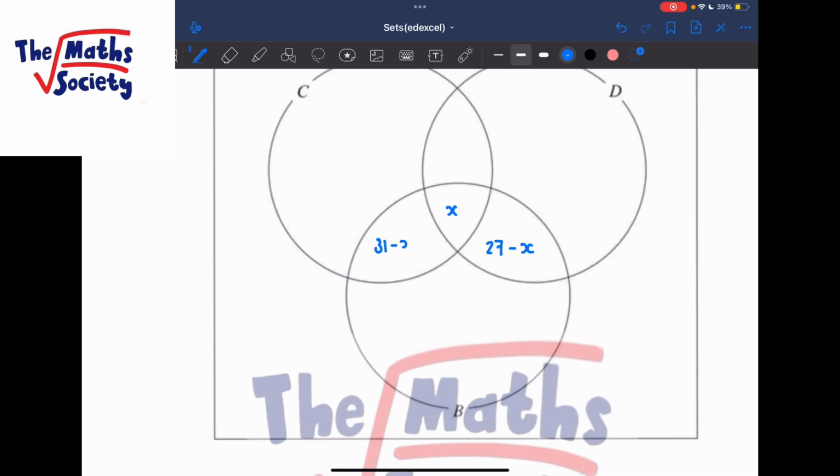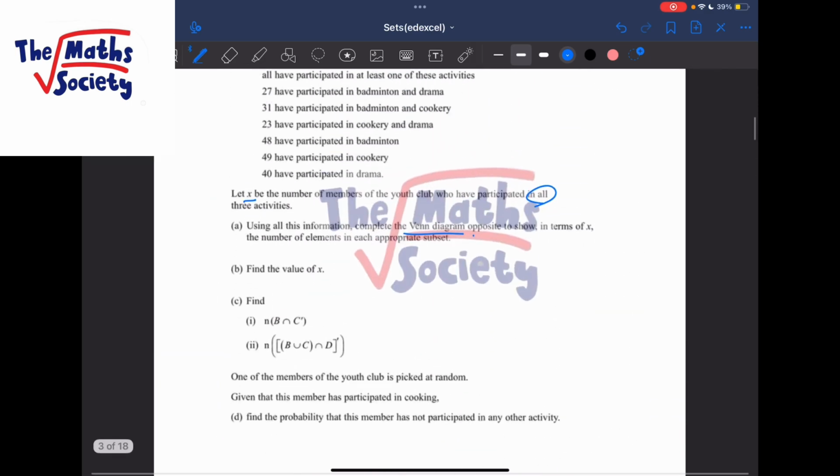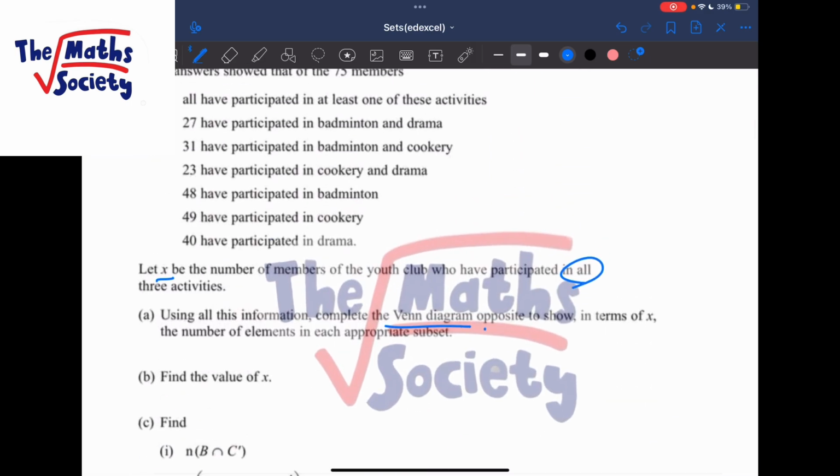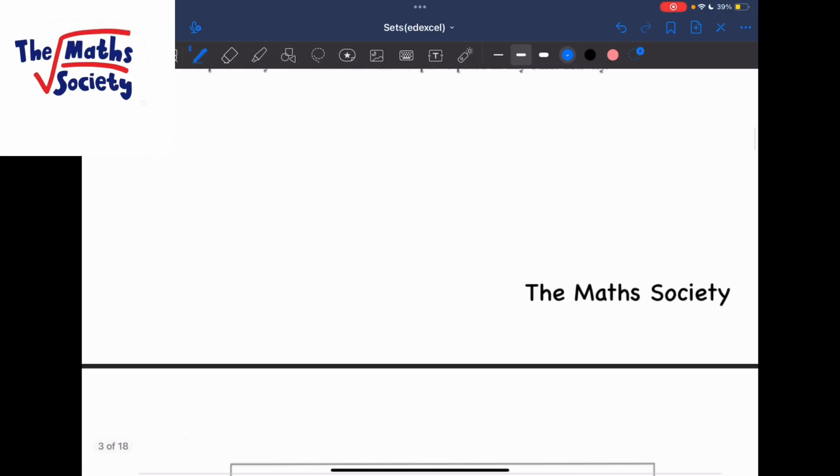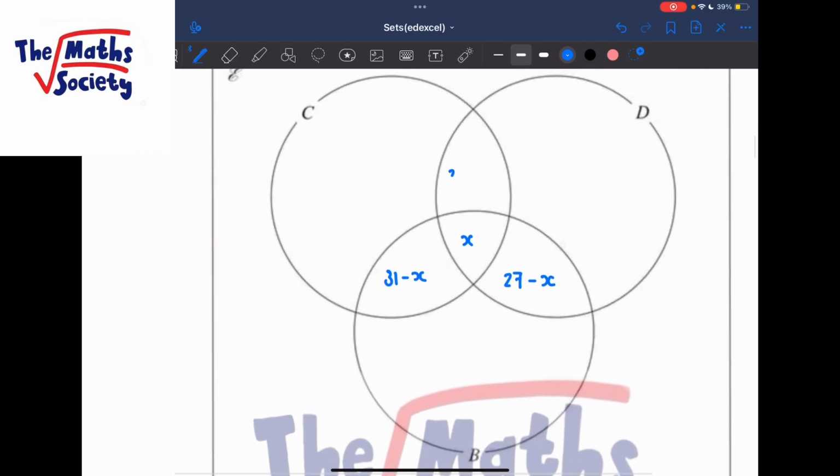So that's 31 minus X as well. So now we've got those two. And it says 23 have participated in cookery and drama. Cookery and drama, that would be 23. So that's 23 minus X.